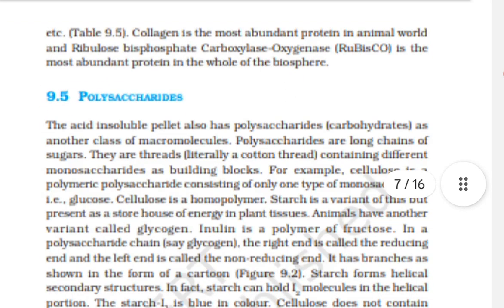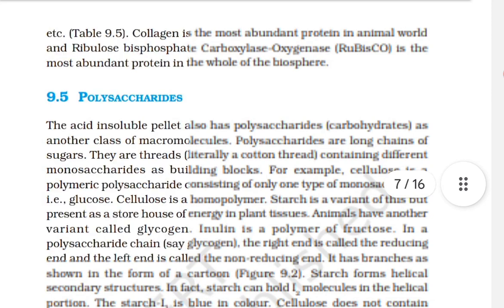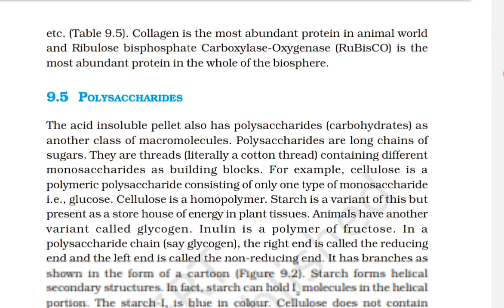Next is nucleic acid. The other type of macromolecule that one would find in the acid insoluble fraction of any living tissue is the nucleic acid. These are polynucleotides. Together with polysaccharide and polypeptide, this comprises the true macromolecular fraction of any living tissue or cell.